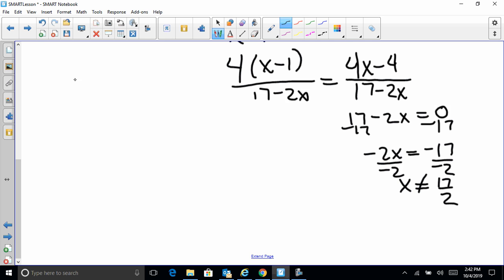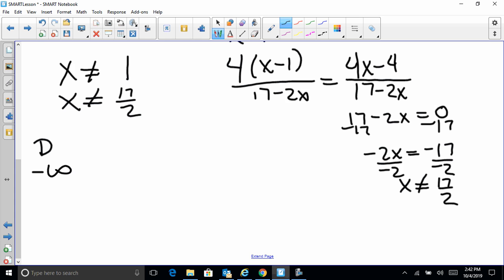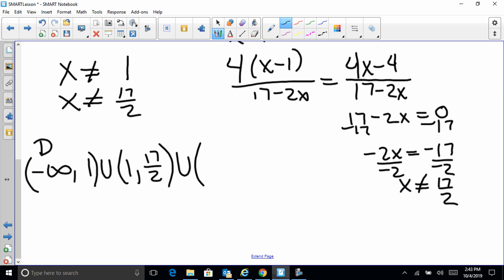So we have two restrictions. X cannot be 1, and x cannot be 17 halves. So, domain: negative infinity to 1, 1 to 17 halves, and then 17 halves to infinity. And that would be our domain for g of f of x.